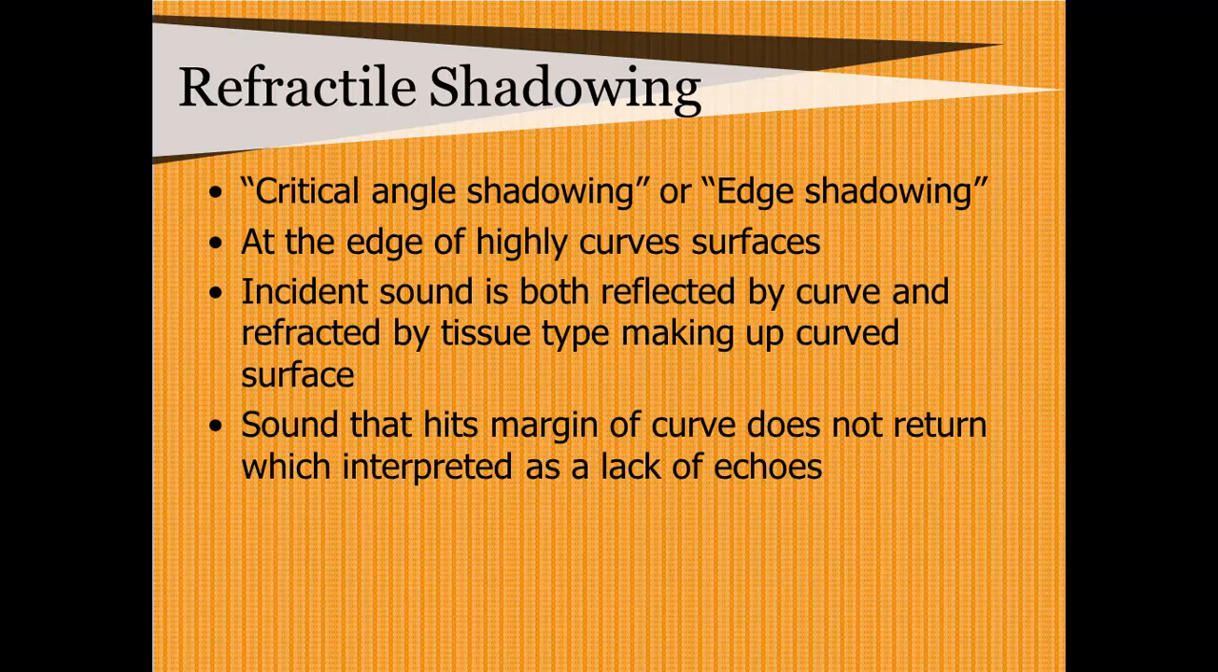Refractile shadowing is a critical angle shadowing, also called edge shadowing. At the edge of curved or highly curved surfaces, you're going to get this kind of artifact, because the incident ultrasound beam is both reflected by the curved surface and often refracted by different tissue types making up the curved surface. None of the incident sound rays striking the lateral margin of the curved surface return to the transducer, and this results in a lack of echoes, or shadow, deep to the lateral borders of the structure.